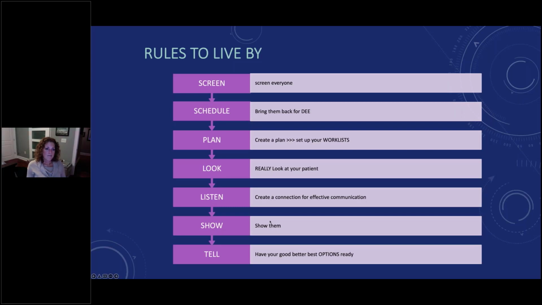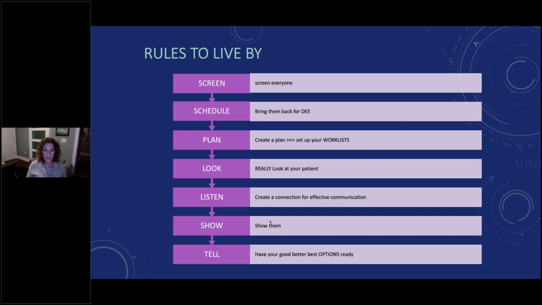And finally, rules to live by. So screen everyone, every time, screen them. It creates accountability among your staff and yourself. Schedule them back for dry eval. Don't do it on the same day. Make a plan, set up your work list, empower your staff members to succeed.